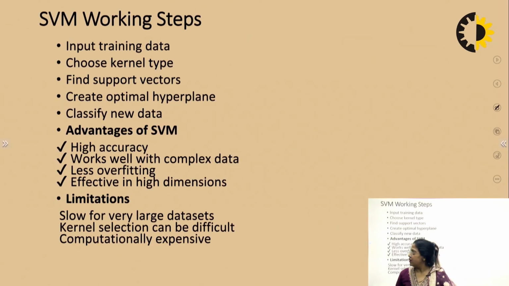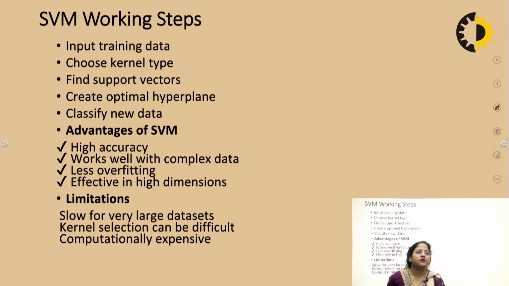Now we come to the second point, SVM working steps. Here we create our data set and split the data into two forms, training and testing. We take some data for training purposes, then apply the kernel: choose the kernel type, find the support vectors, create the optimal hyperplane, and classify our data into different classes. So this is the simple working procedure of SVM.